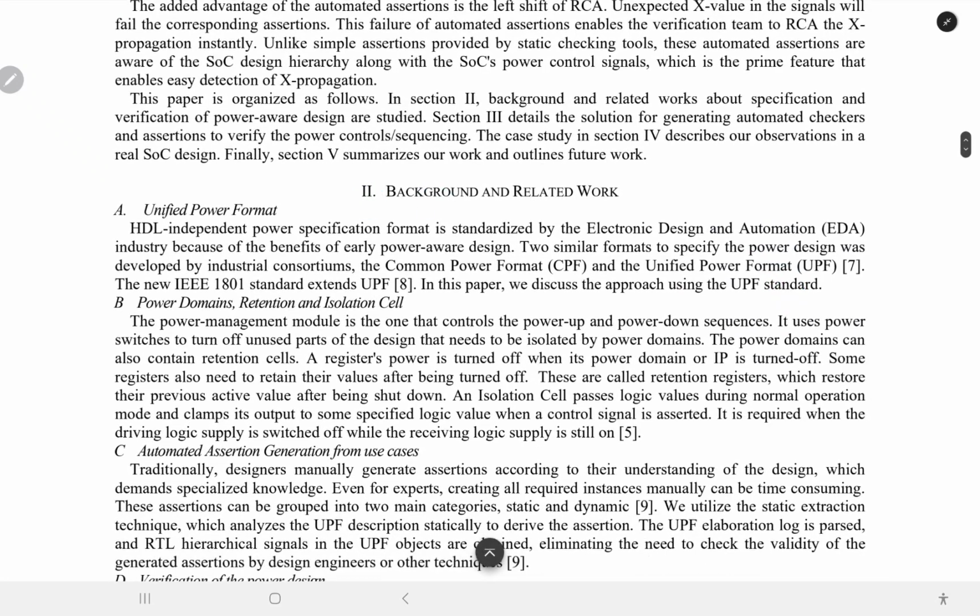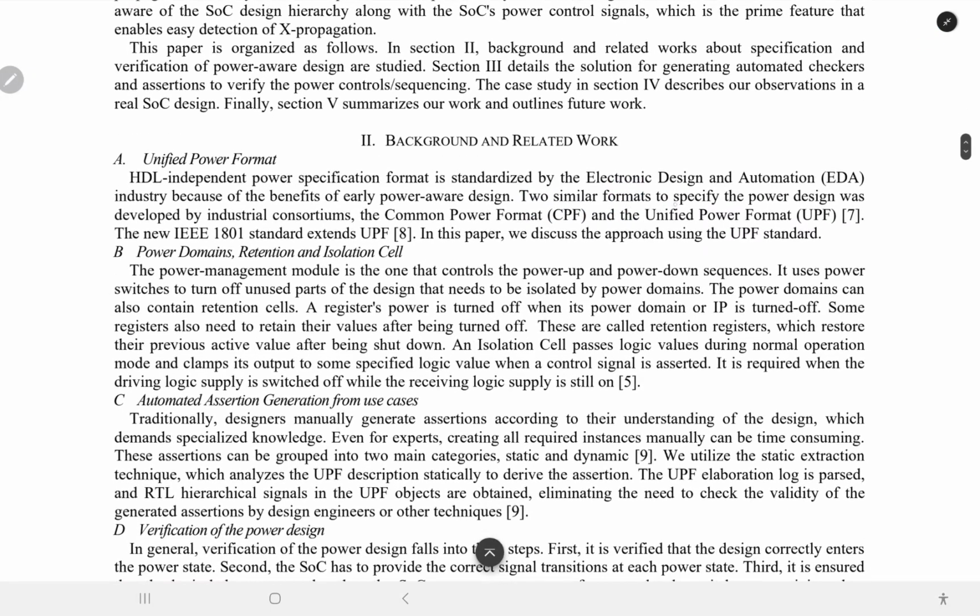2. Background and related works. A. Unified power format. An HDL-independent power specification format is standardized by the electronic design automation (EDA) industry because of its benefits in early power-aware design. Two familiar formats for specifying power design were developed by industry consortia: the common power format CPF and the unified power format UPF.